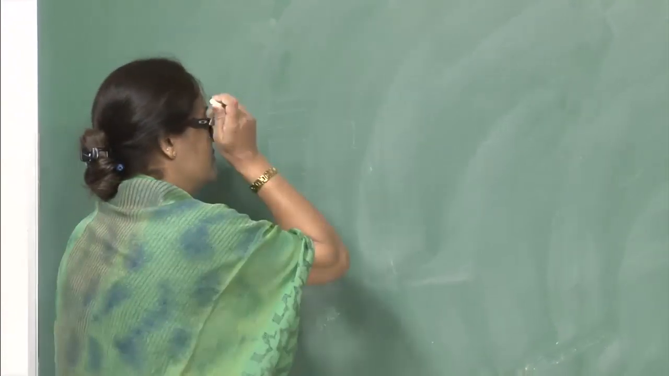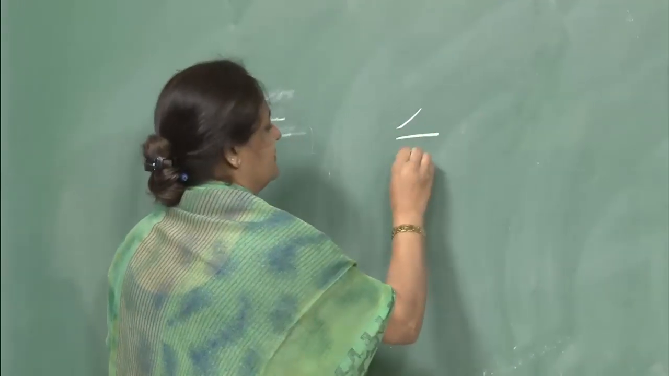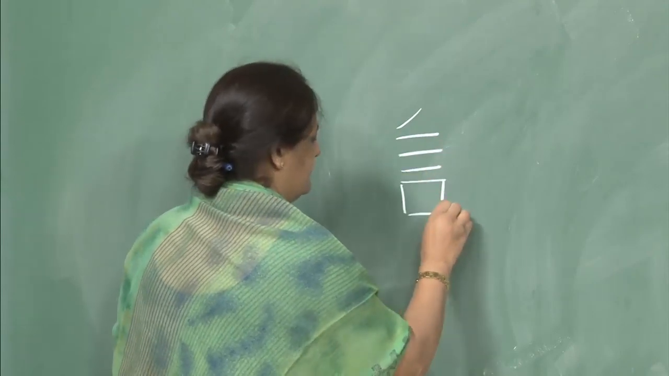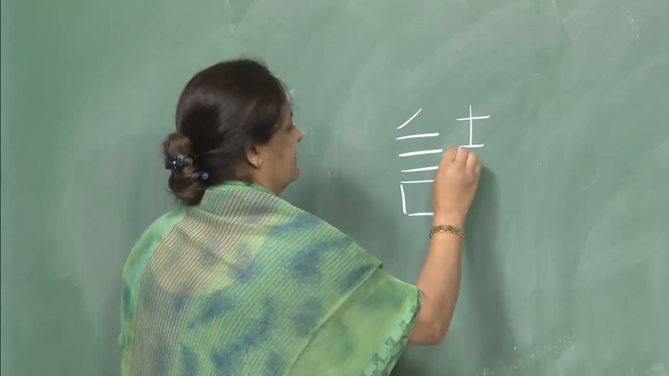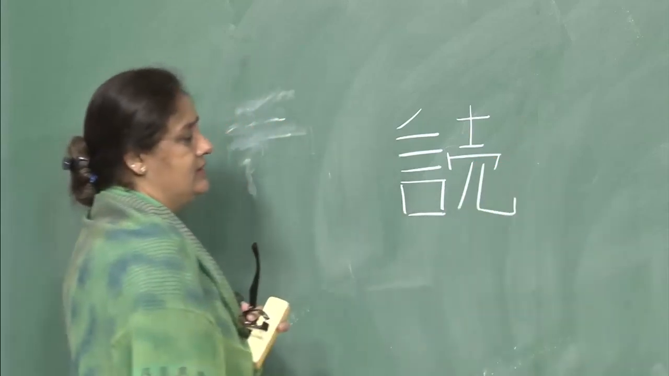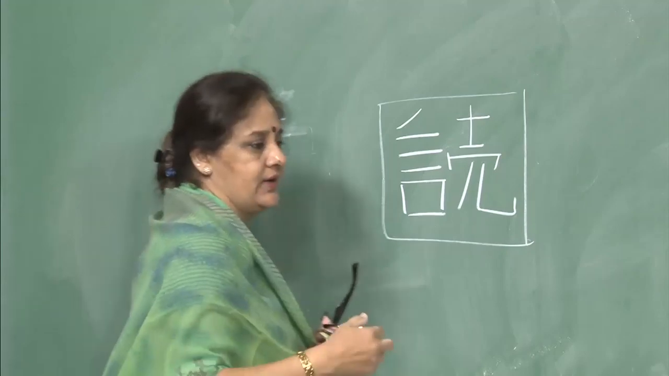You can do it like this, like this, you can make it. It's a 14 stroke character. So you can get the stroke order correctly from there.